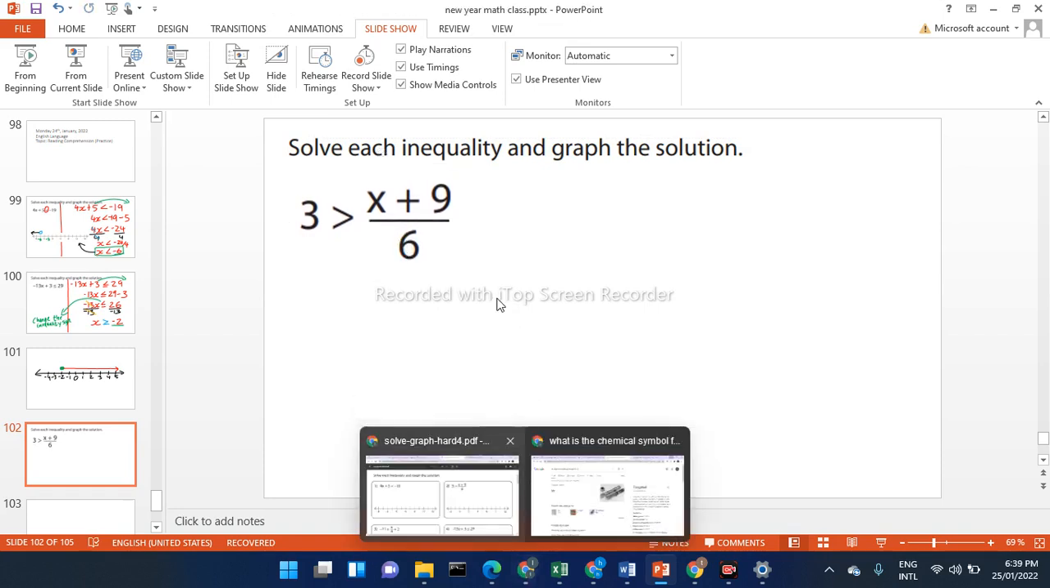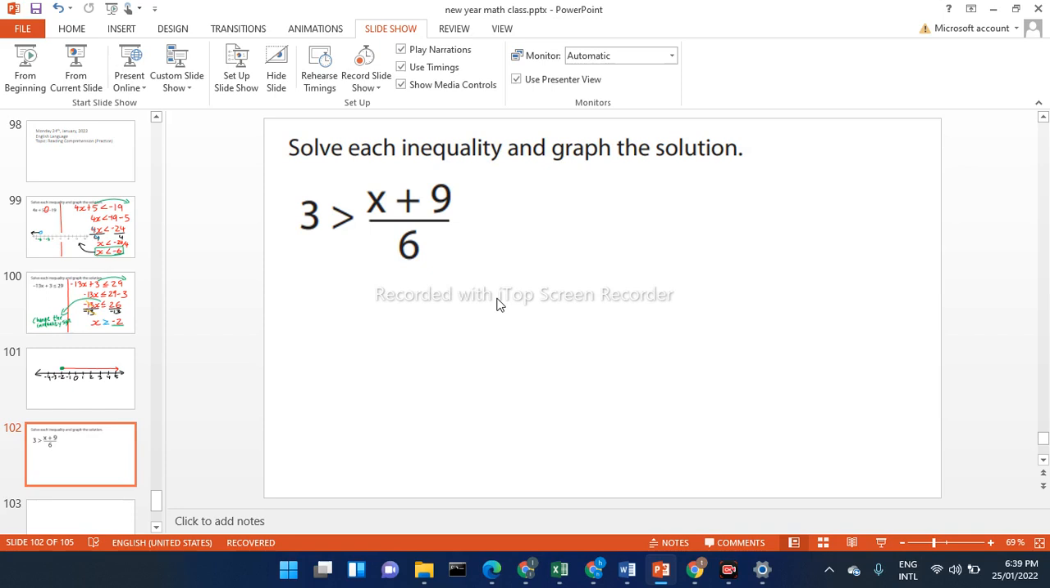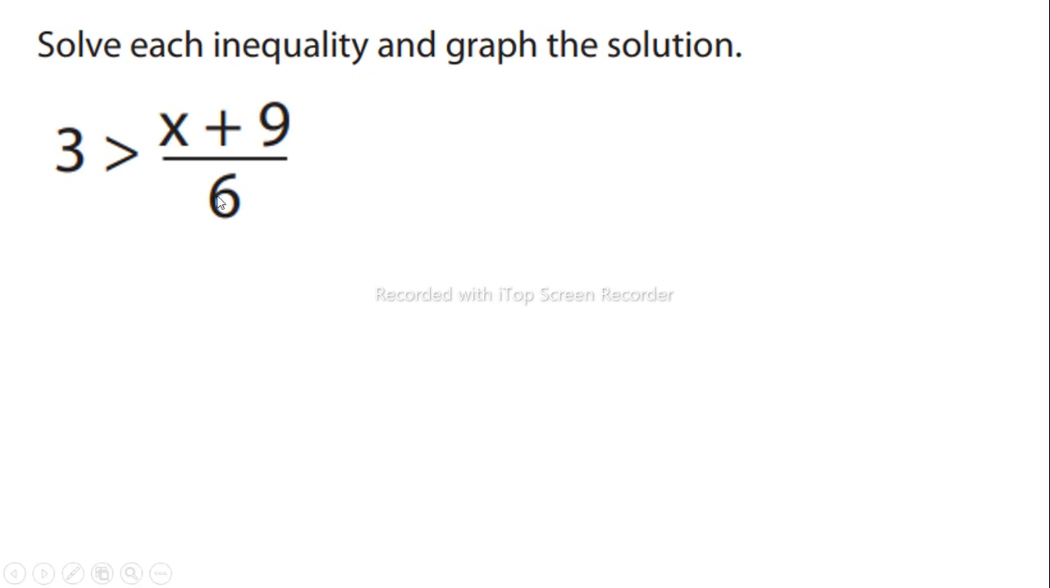Go ahead. That wouldn't be the same as just saying 3x plus 9 and then put the greater than sign and 6? No. This is saying, if we were to read it, hey, 3 is bigger or greater than x plus 9 divided by 6. Again, 3 is bigger than x plus 9 divided by 6.